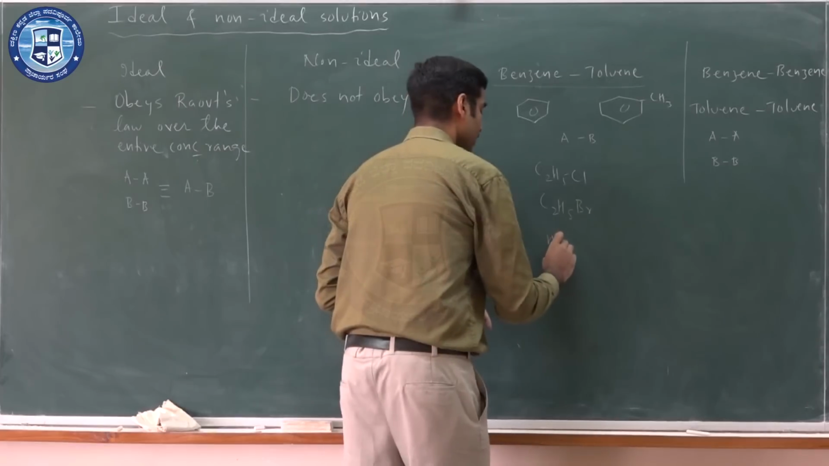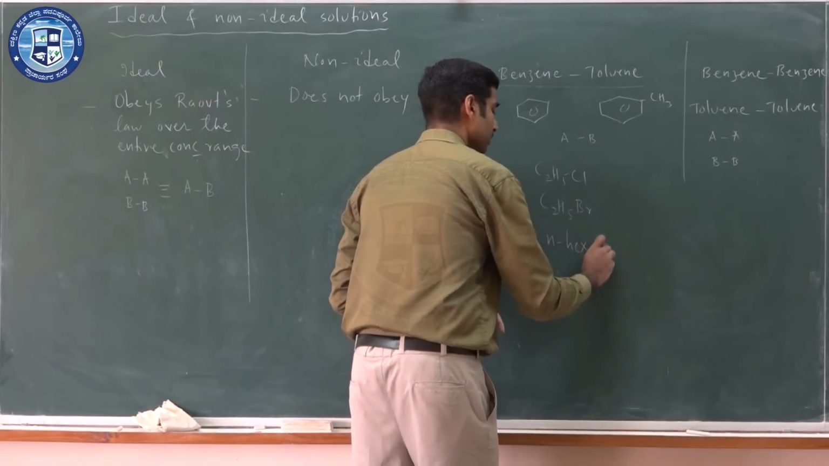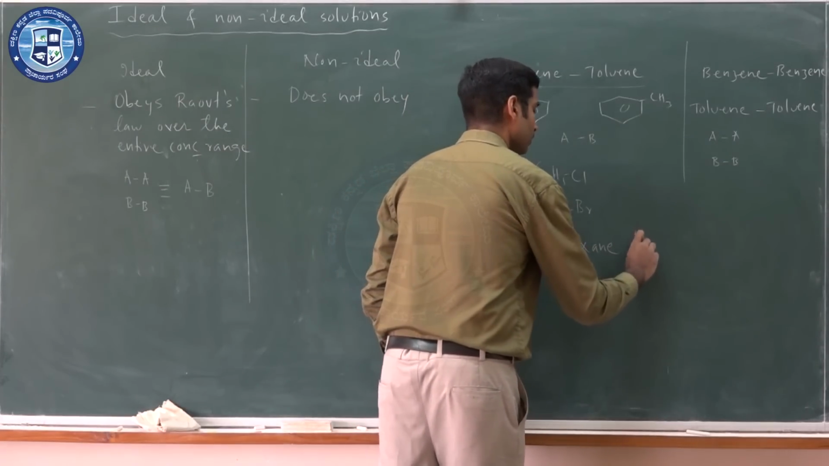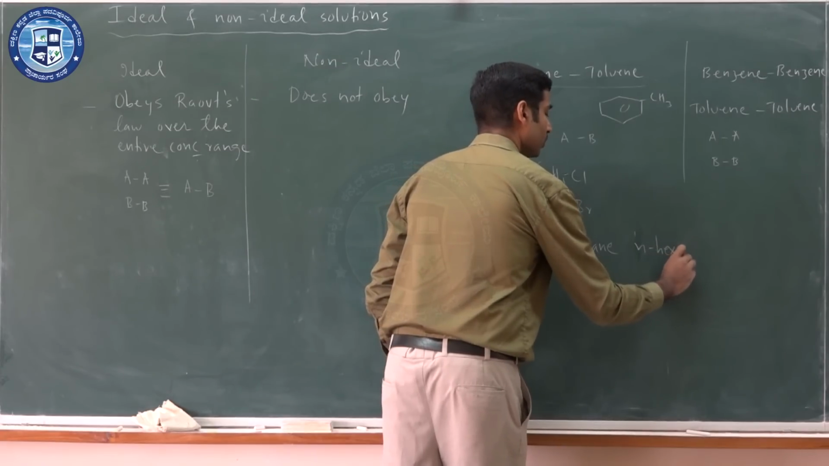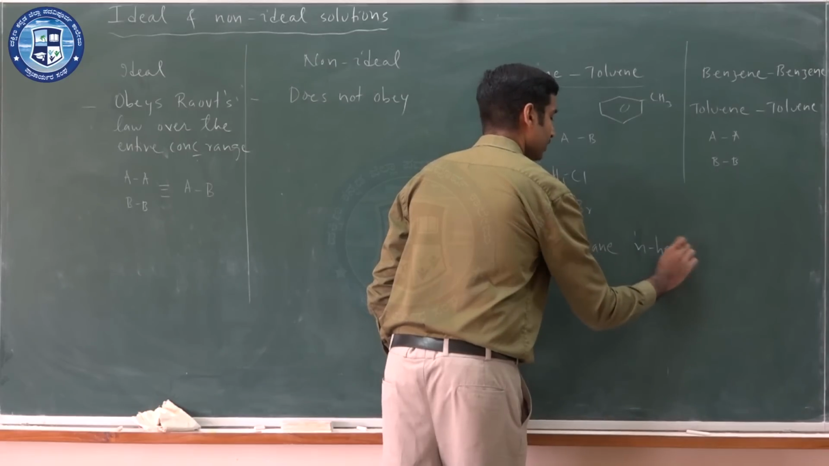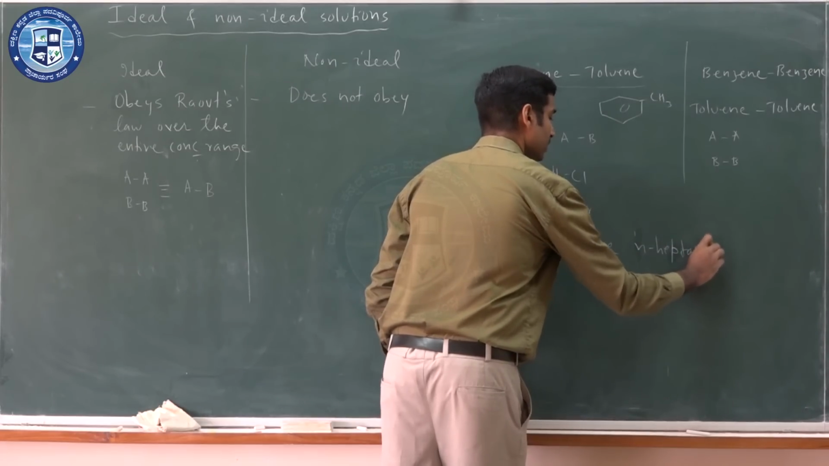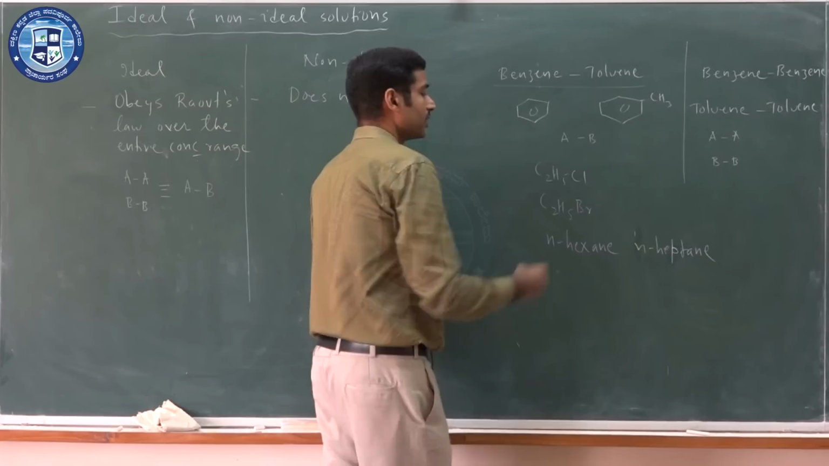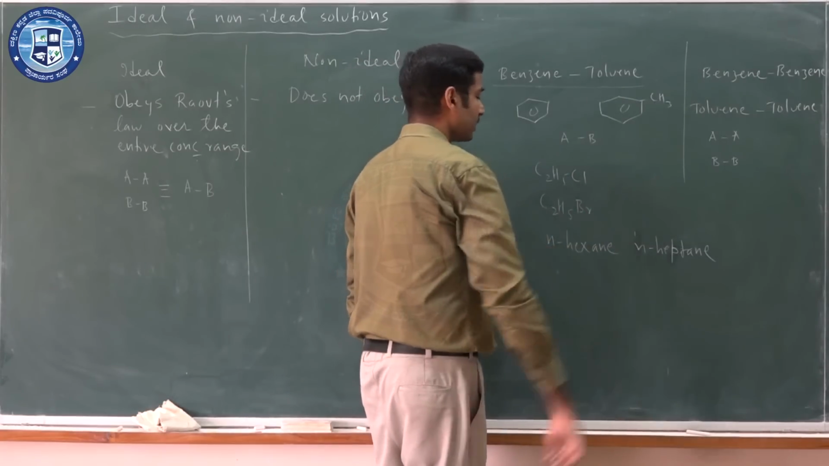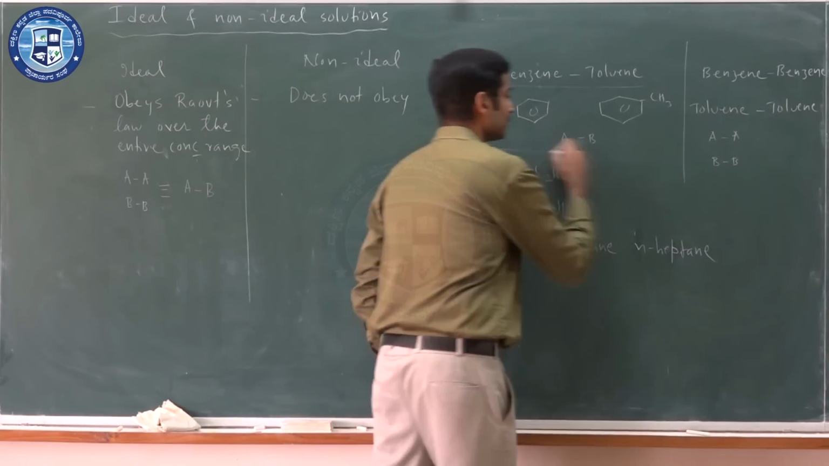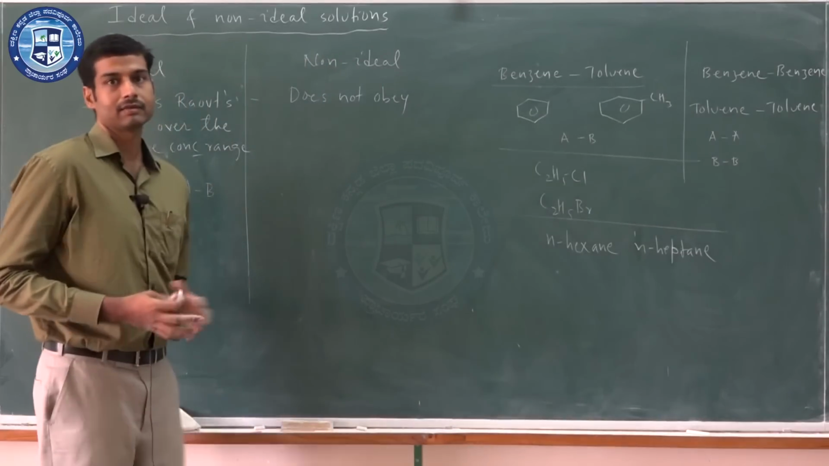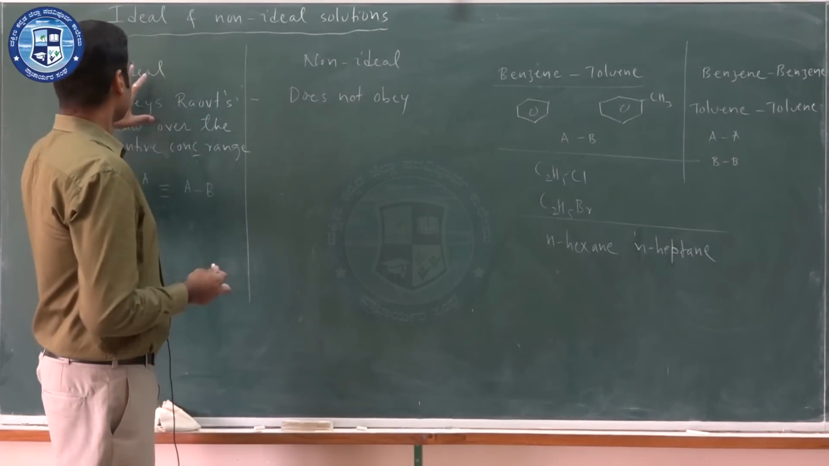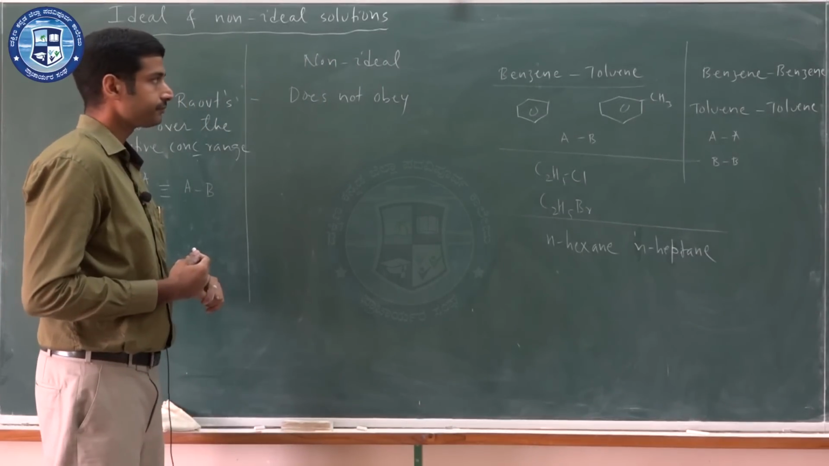I might have normal hexane, normal heptane. So, they are next to each other in the homologous series, normal hexane, normal heptane. These are structurally similar. Instead of chlorine you have got another halogen, bromine, and therefore these mixtures can be considered as examples for ideal solution.